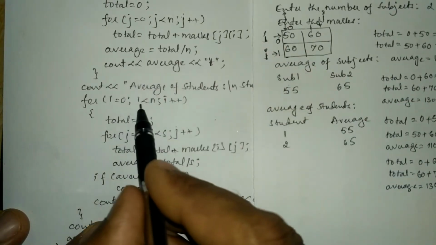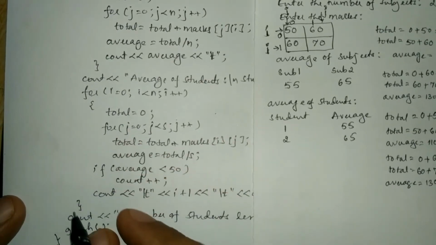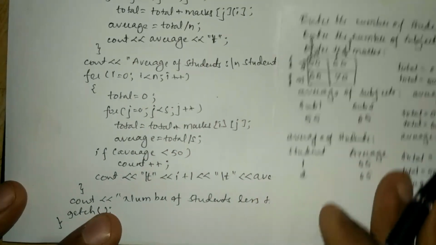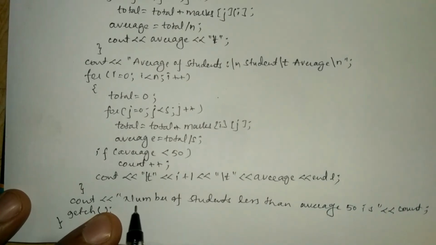Now i value is 2. 2 is less than 2. No, condition fails. Once the condition fails, immediately control comes out of this looping structure and it is going to execute the next statement. What is the next statement? It is going to print number of students less than average 50 is. Count was not incremented. Hence, it is set to 0.